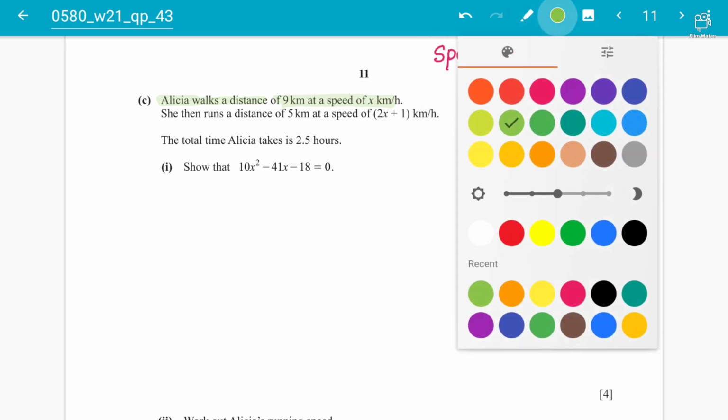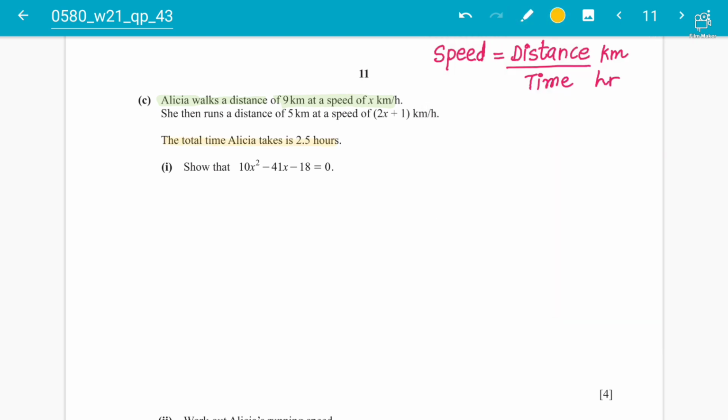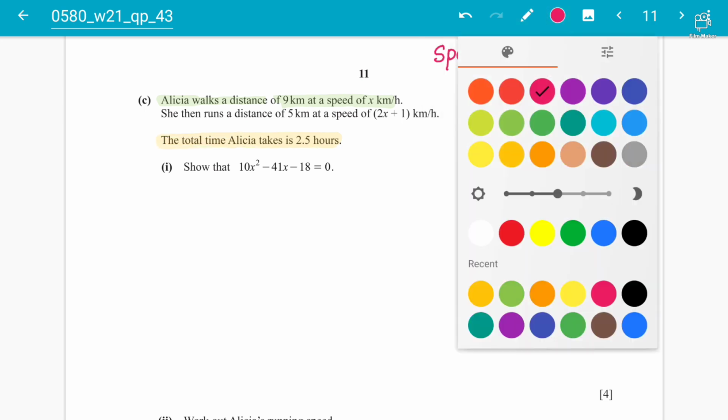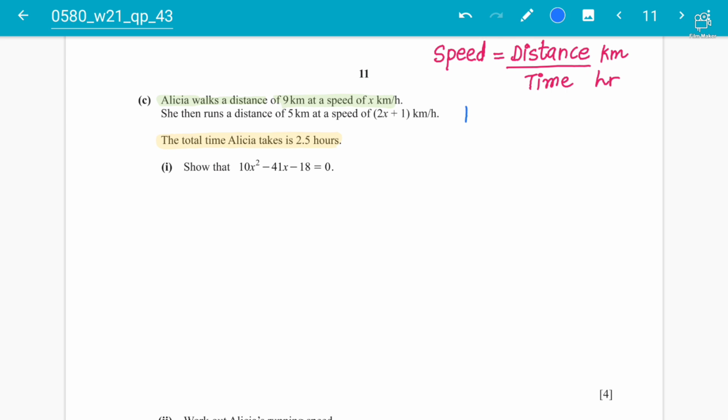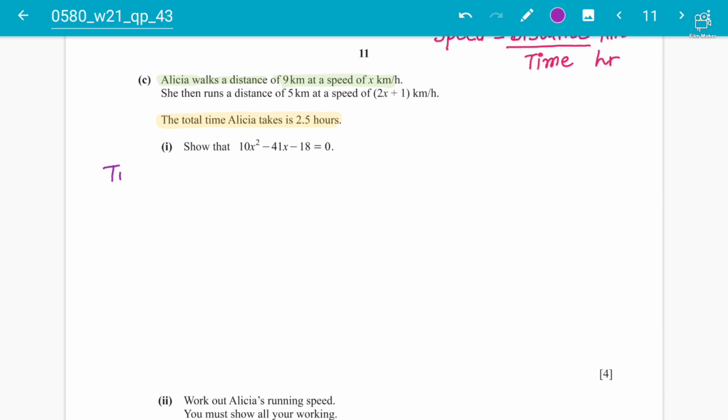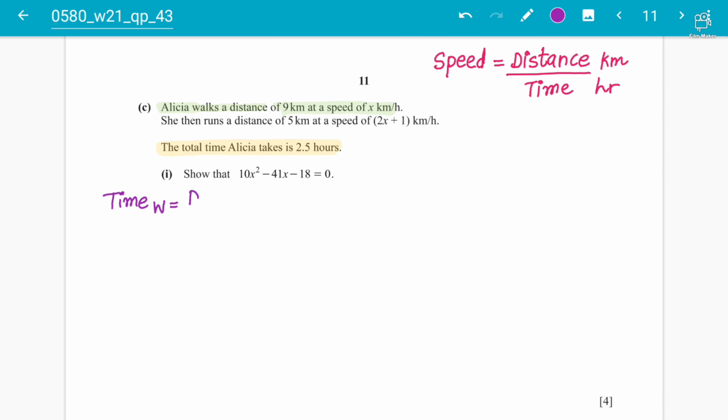If you look at the question carefully, it says the total time Alicia takes is 2.5 hours. Total time means that you will have to add, which means you will have to find the time. So what is the time for walking? The time for walking will be distance divided by speed, because if you change the formula, time is equal to distance divided by speed. Just change the equation.